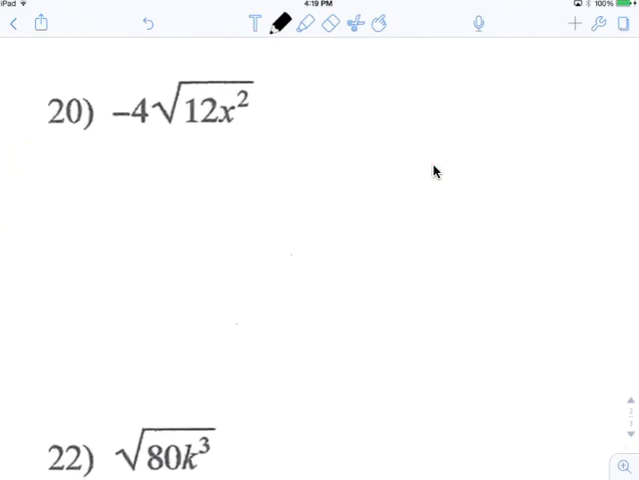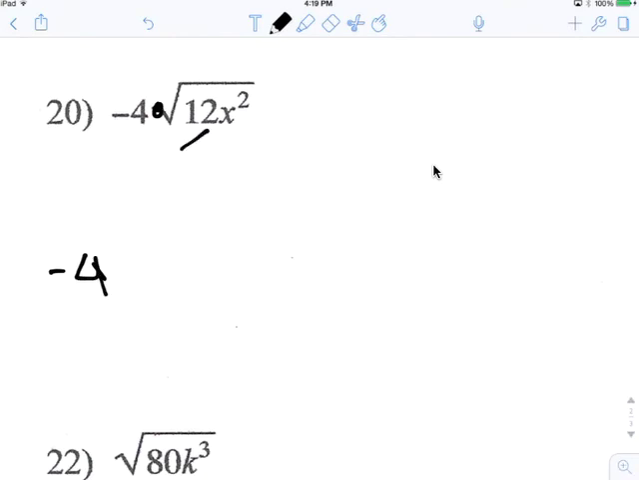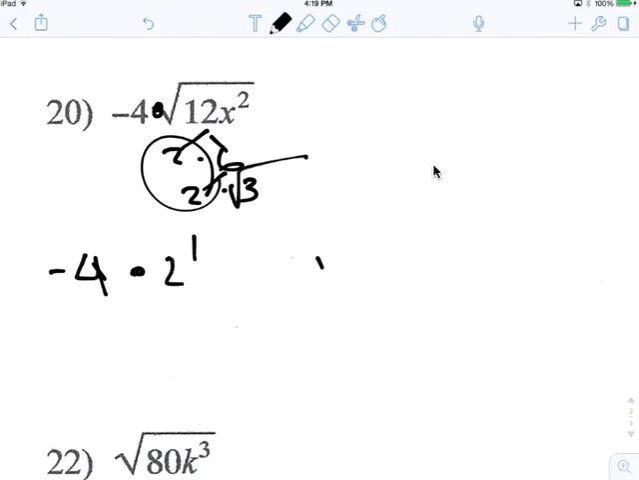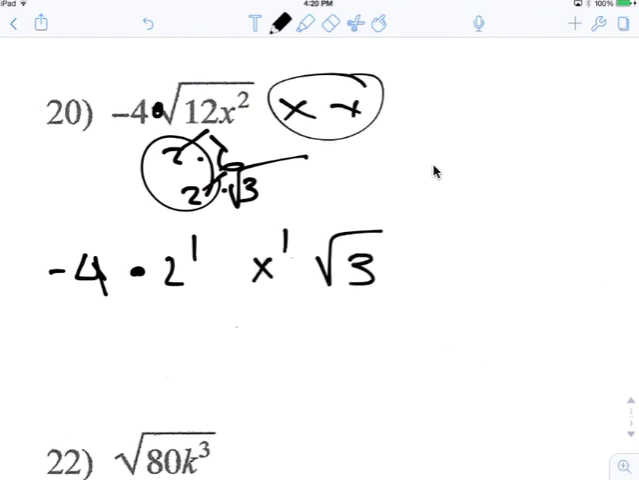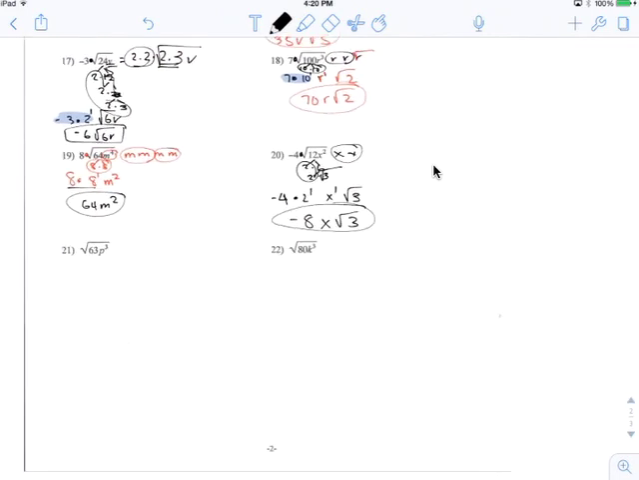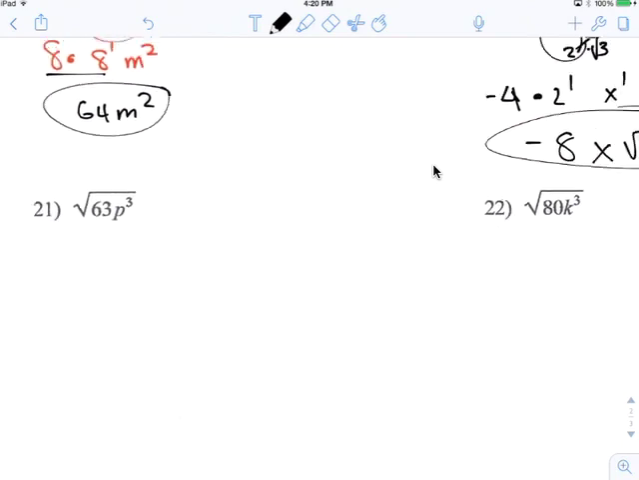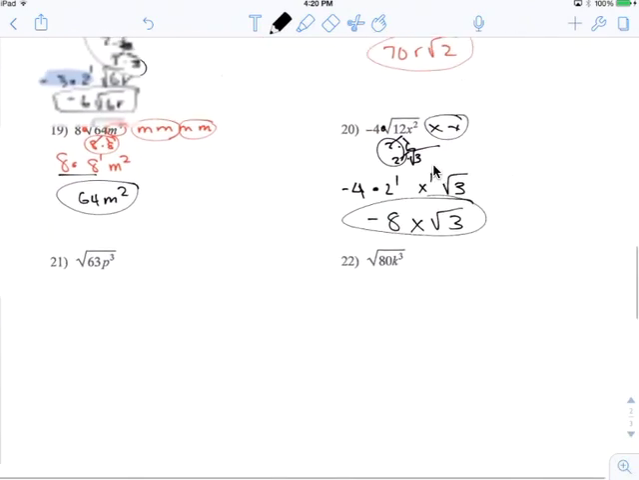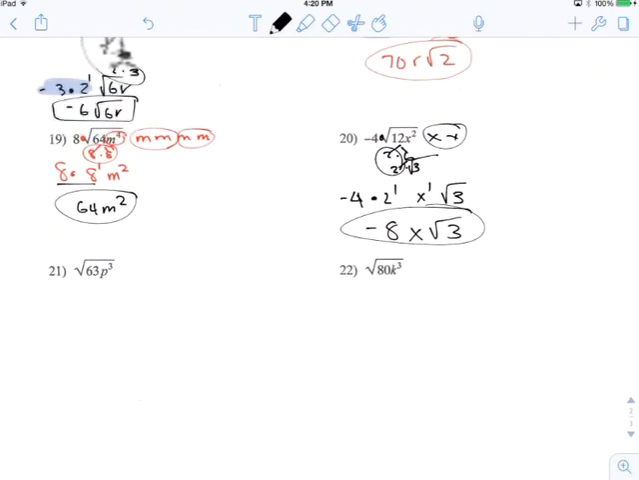Okay, and here same. It's negative 4. And this is 2 times 6, 2 times 3, so times 2 to the 1. This is radical 3. X times x, 1 pair, x to the first, you got negative 8x radical 3. Okay, and same thing here. So you should be able to finish the rest. Thank God.